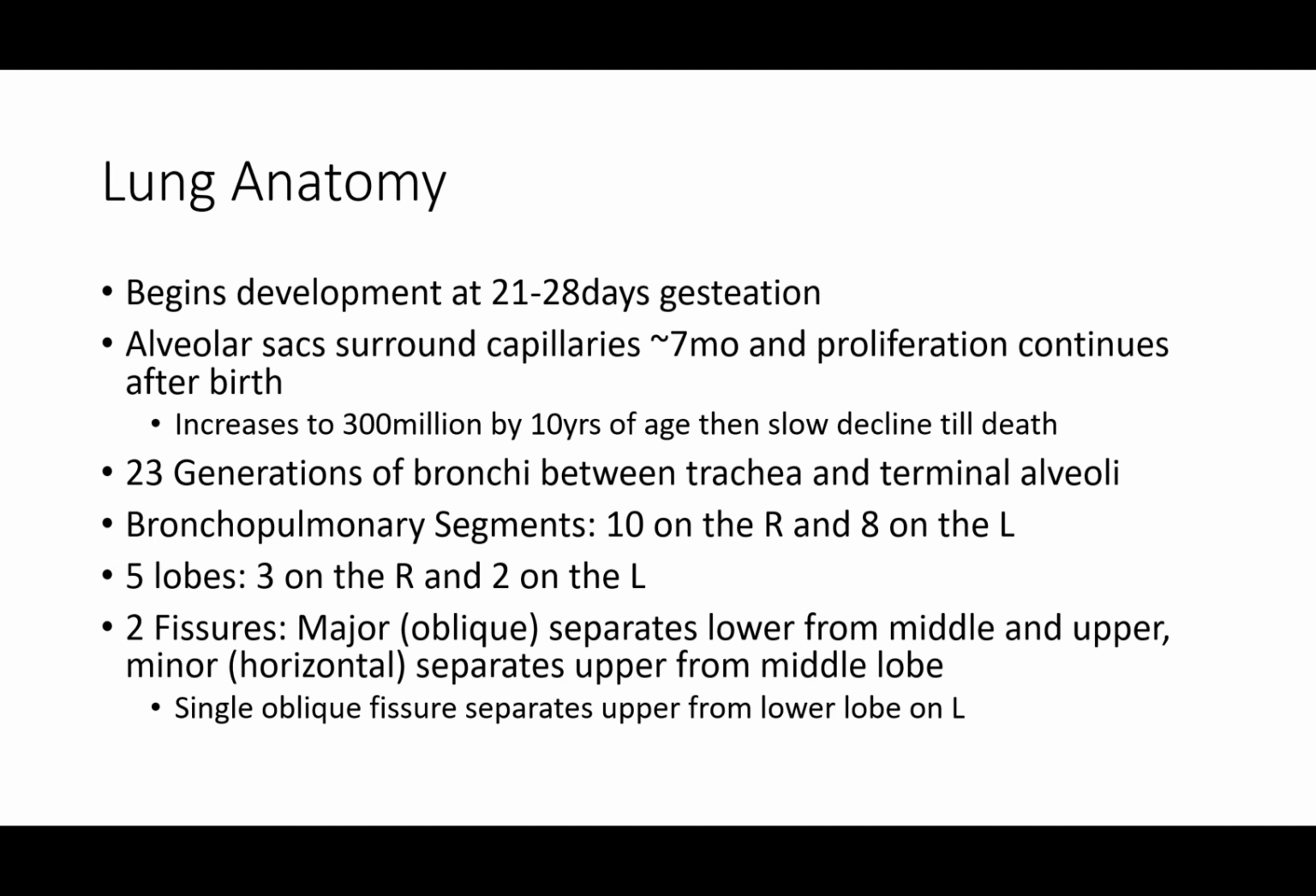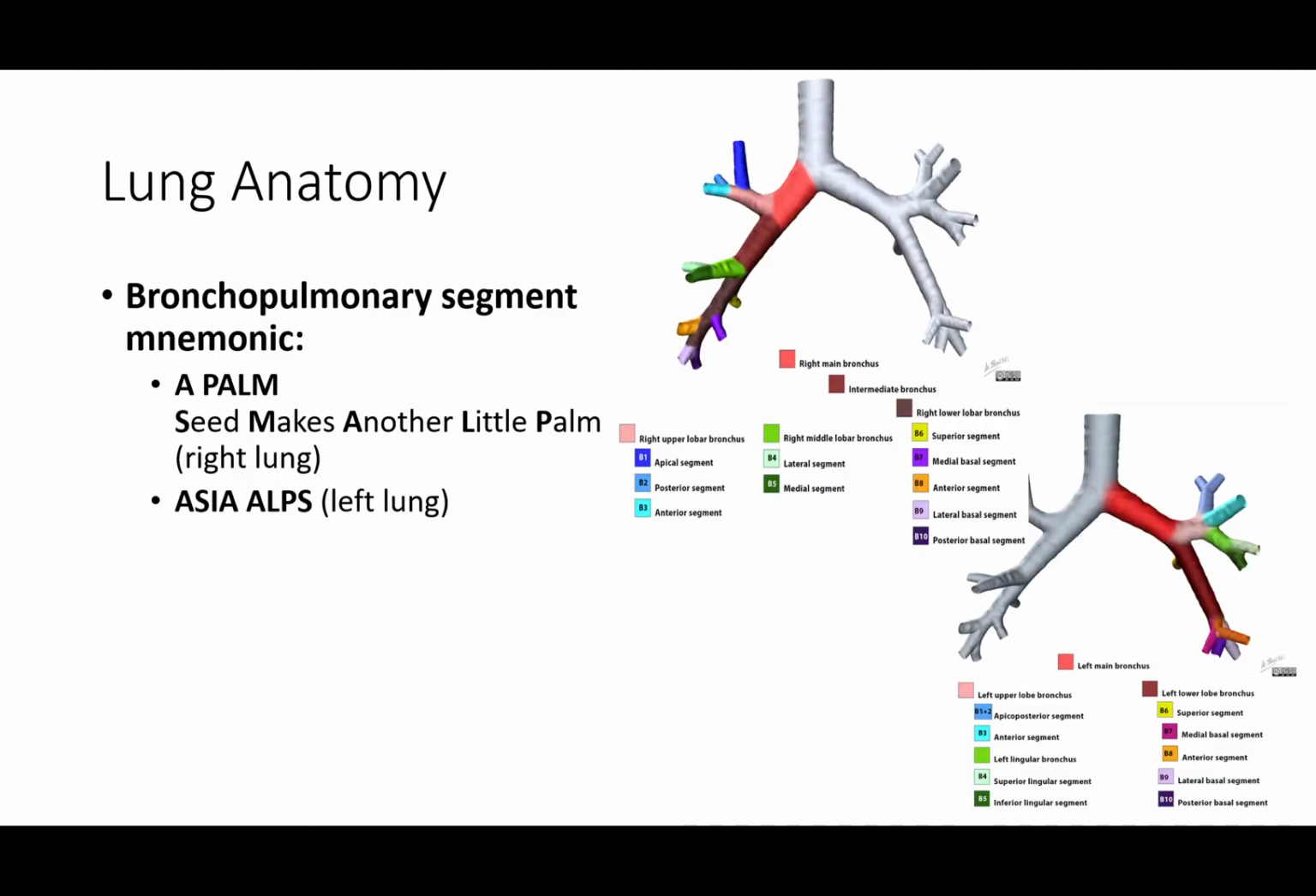You have the 2 fissures, like I mentioned: the major one on the right, which separates the lower from the upper and the middle, and then the minor on the right, which separates the upper from the middle lobe. The single oblique fissure on the left separates the upper from the lower lobe. There's also a lingula on the left. It's not technically considered a lobe, I suppose, but it does have lingular bronchopulmonary segments.